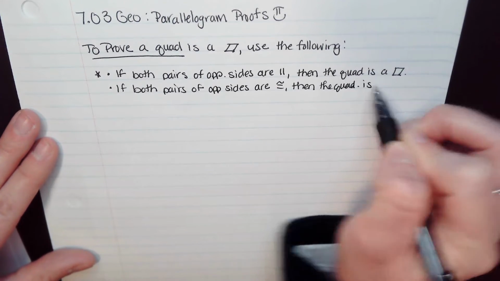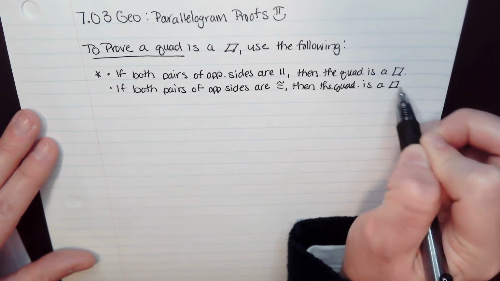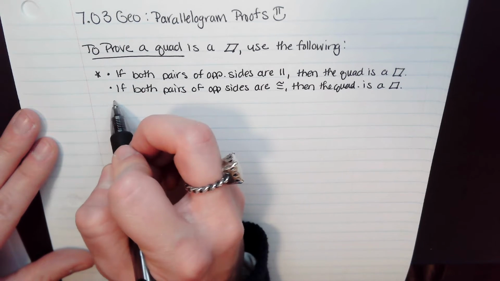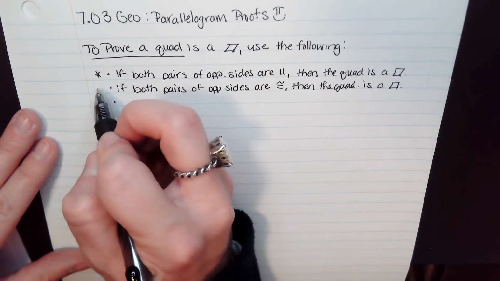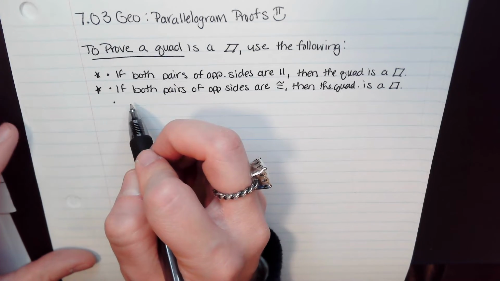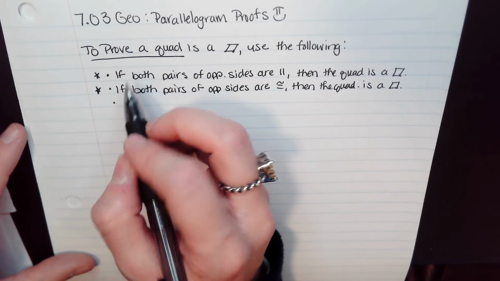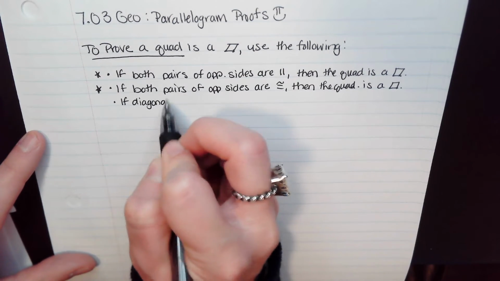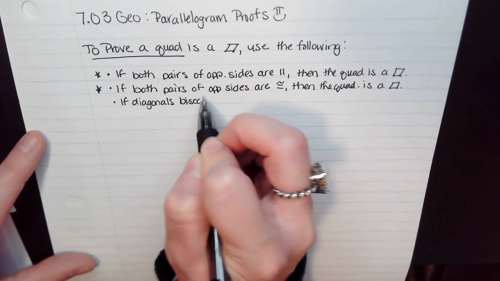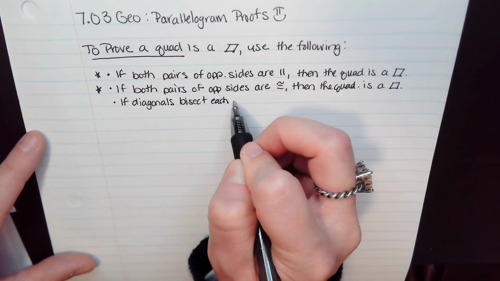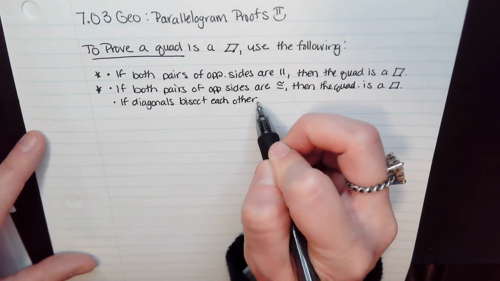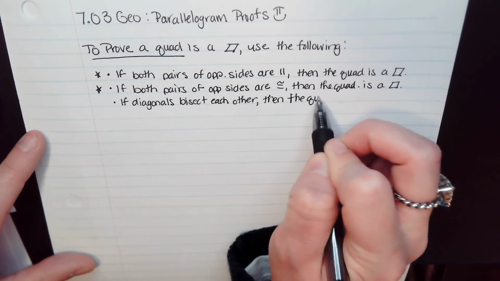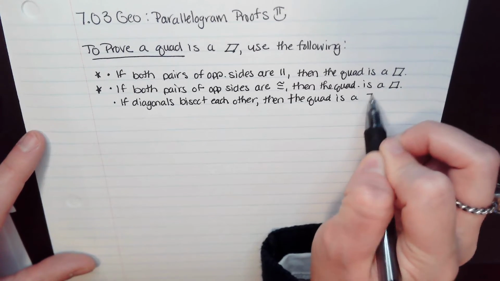So we know that there's 5 things that we can conclude from giving a parallelogram. Opposite sides parallel, opposite sides congruent. So those two are going to be used a lot. Those ones are some of the most common ones. Next, if the diagonals bisect each other. Now this one doesn't come up as often. Occasionally it does, but not as common. Then the quad is a parallelogram.